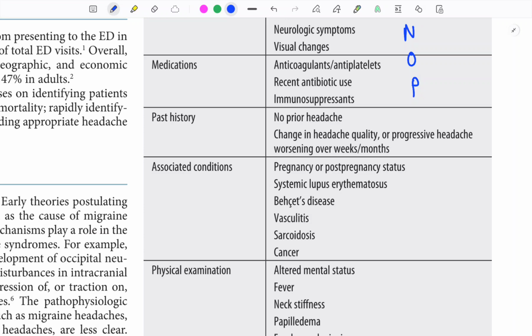Past history: there is no prior headache, so why has the headache popped up suddenly? Something must have changed. Change in the headache quality or increased severity. Then associated systemic complaints like pregnancy, SLE, Behçet's, vasculitis, sarcoidosis, cancer. Repeat after me: pregnancy, SLE, Behçet's, vasculitis, sarcoidosis, cancer.